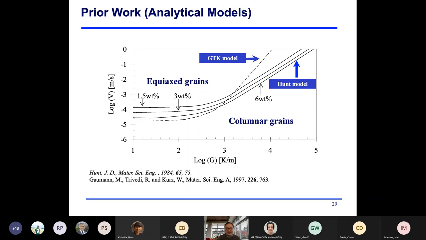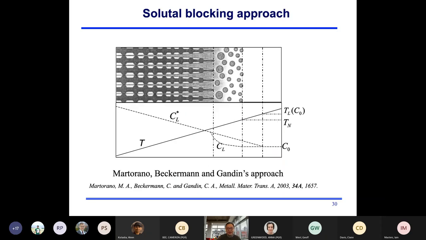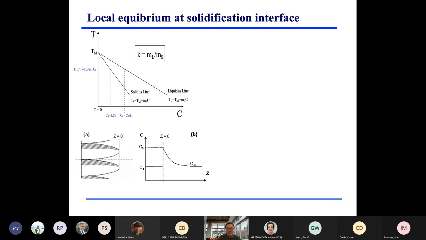Today I will show you a computer simulation method to simulate this transition from columnar to equiaxed. We use something called a solute blocking approach. This will be a dendrite solid phase and this will be liquid phase. For example, dendrites grow from the left hand side to the right hand side, and look at the solidification interface. Most alloys have alloy components with a partition coefficient less than one, for example aluminum-copper, nickel-aluminum, and iron-carbon systems. So you get an enriched layer of solute elements, and how this can affect solidification morphologies, right? So we use this solute blocking approach.